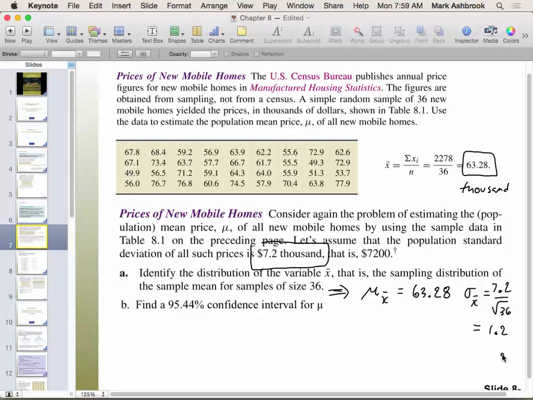Okay? So we take samples of size 36. Those means are going to be really tight around 63, right? It has a small standard deviation because all those means of samples of size 36 are going to be really close to that $63,000 mark. Okay, so a 95.44% confidence interval, this number should seem familiar. What is that about? 2 standard deviations from the mean.